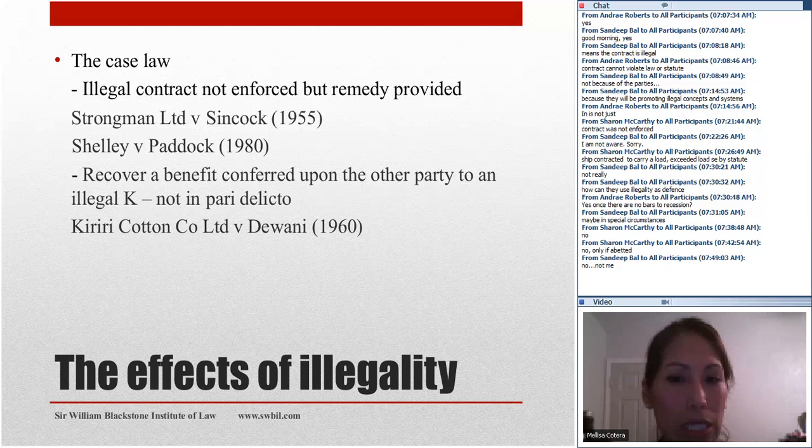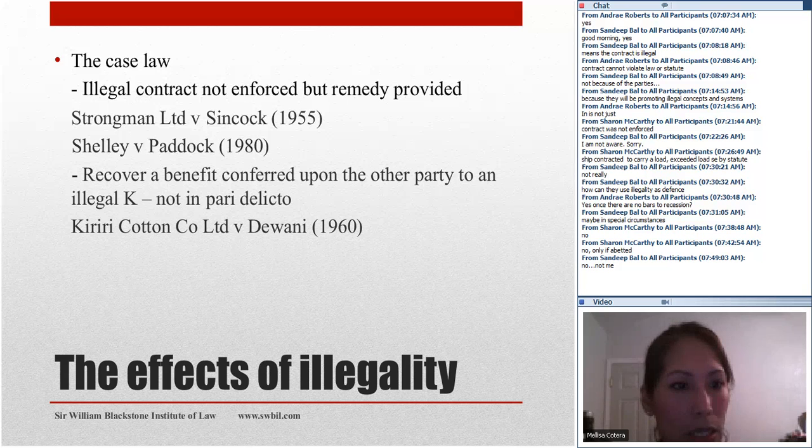Another issue is whether a party can be permitted to recover a benefit conferred upon the other party to an illegal contract. We have said before that the general rule is that courts will not permit recovery under an illegal contract. However, there are situations in which recovery will be allowed, where the parties are said not to be in pari delicto, which means equally guilty. The reason here is to prevent the other party from retaining a benefit which constitutes an unjust enrichment.